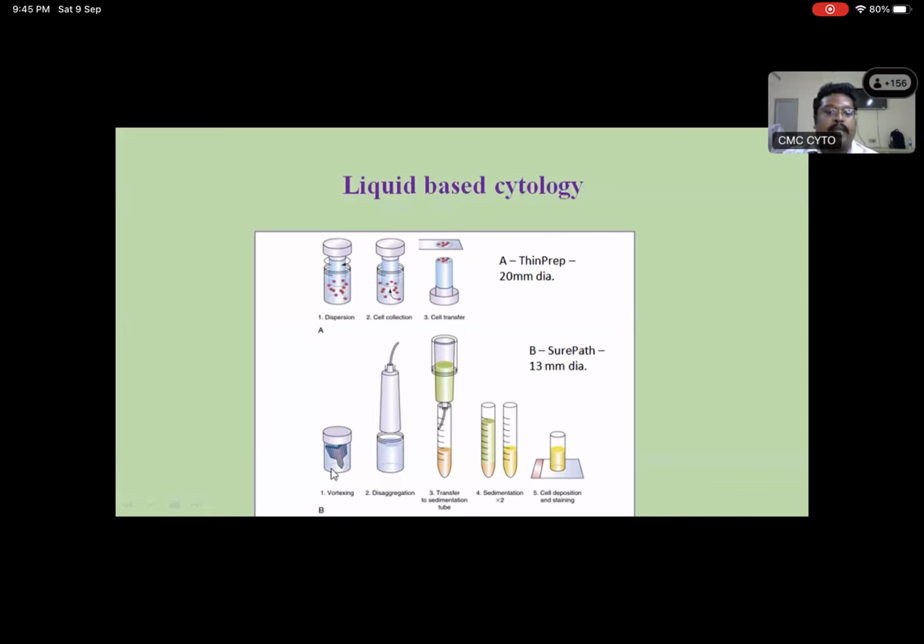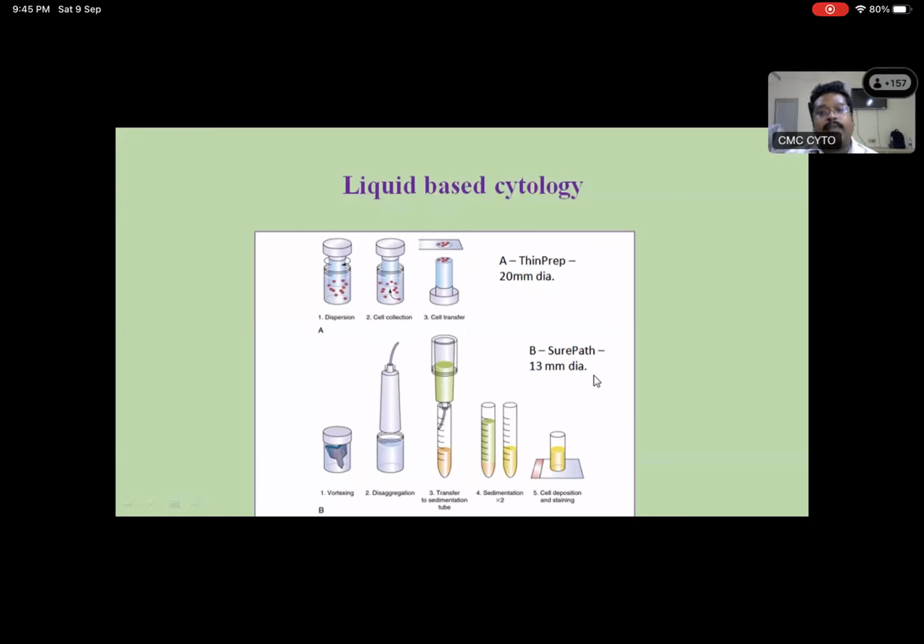Whereas in SurePath, the broom which is used to collect the sample is detached from the stick, and it is centrifuged, and it is transferred into a sedimentation tube. It is based on density separation. So all the mucus and everything stays above, whereas the denser cells settle to the bottom. So this cylinder is then placed on a slide, and the cells are collected onto the slide. SurePath has a diameter of 13 millimeters.